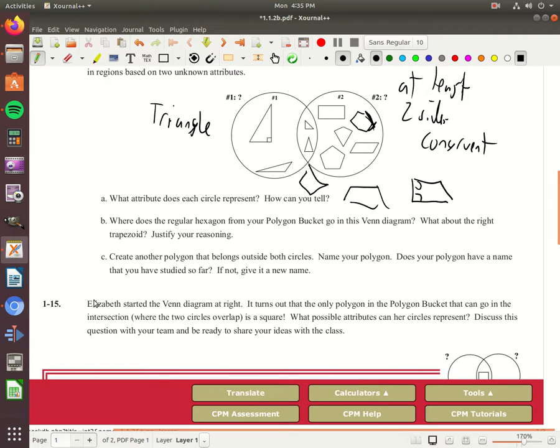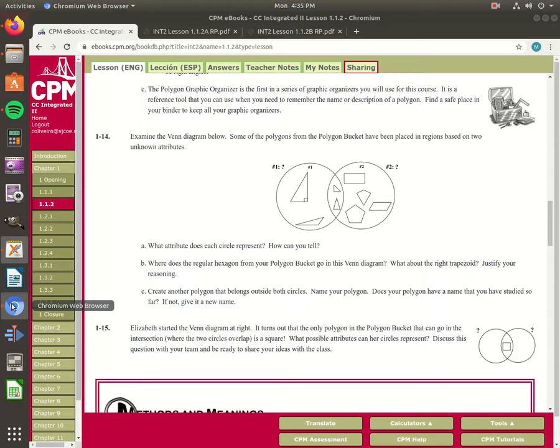And then finally, it's kind of tough to see. It says Elizabeth started the Venn diagram at right. It turns out that the only polygon in the polygon bucket that can go in the intersection where the 2 circles overlap is a square. So what possible attributes can our circles represent? Discuss the question. So again, we're just saying square is the only thing that could possibly be in the middle.